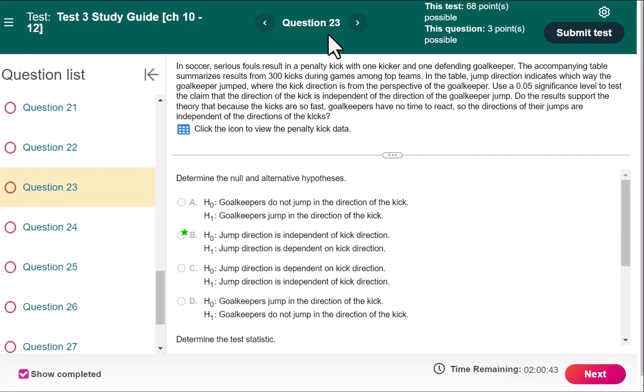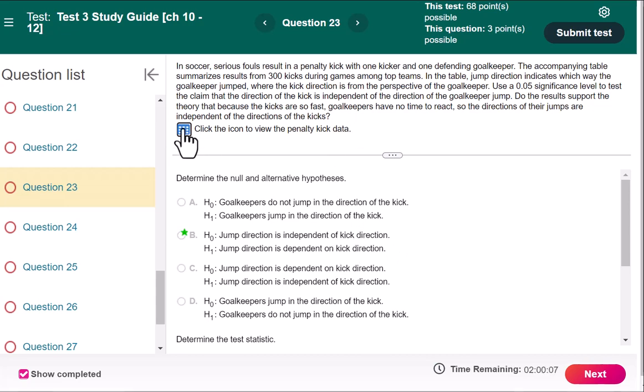So your null hypothesis will be the direction of the kick is independent of the direction of the goalkeeper, and your alternative will be the direction of the kick is dependent of the direction of the goalkeeper. Do the results support the theory that because the kicks are so fast, goalkeepers have no time to react, so the direction of their jumps are independent of the directions of the kick? All right. So this is the null and the alternative. Jump direction is dependent of kick.